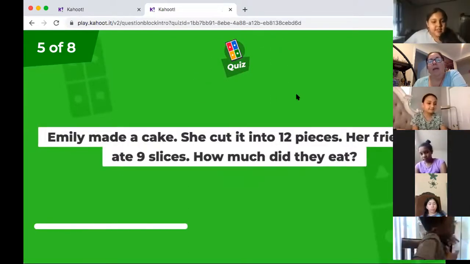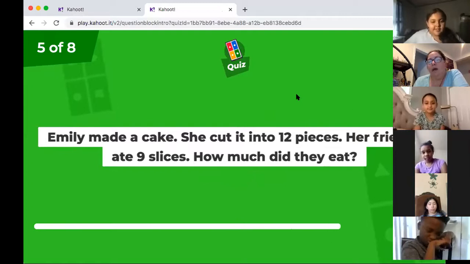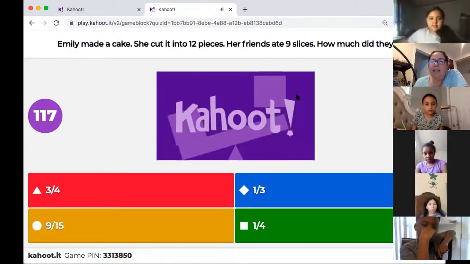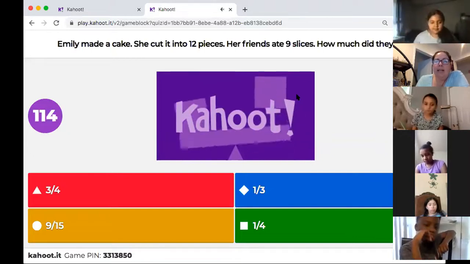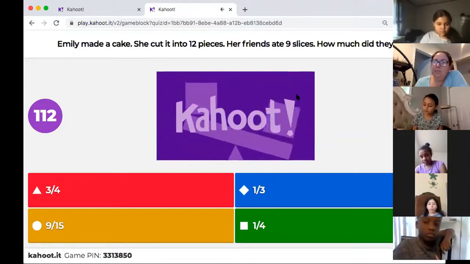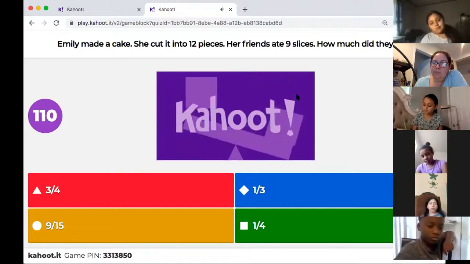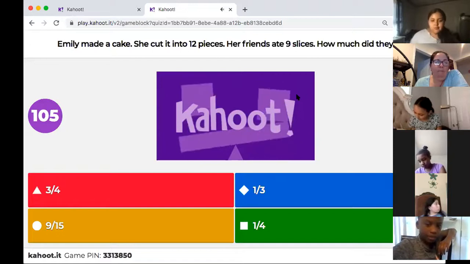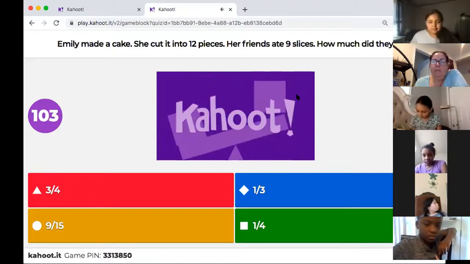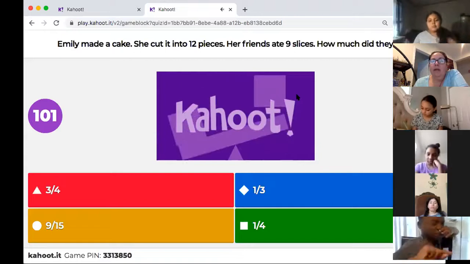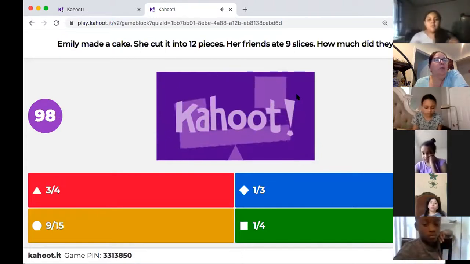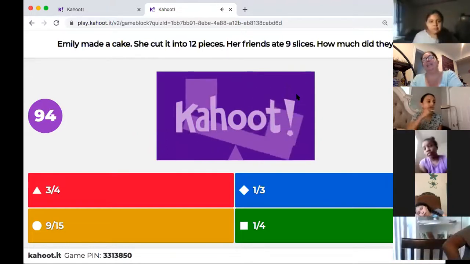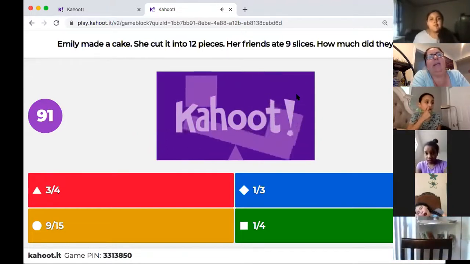All right, Emily made a cake. She cut it into 12 pieces. Her friends ate 9 slices. How much did they eat? Wait, I'm confused now. All right, Emily made a cake. She cut it into 12 pieces. Her friends ate 9 slices. So how much did they eat?